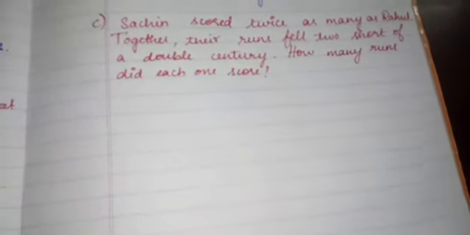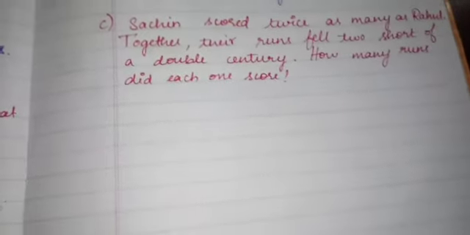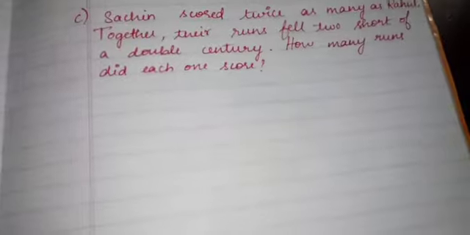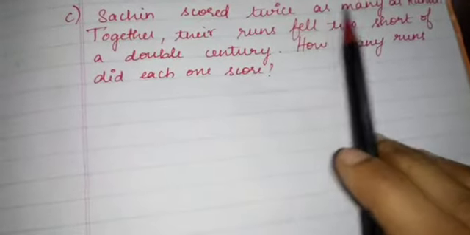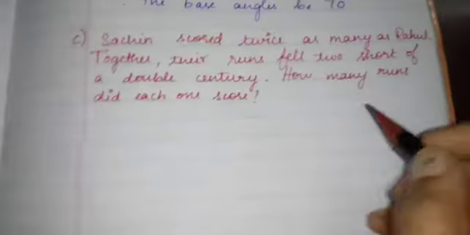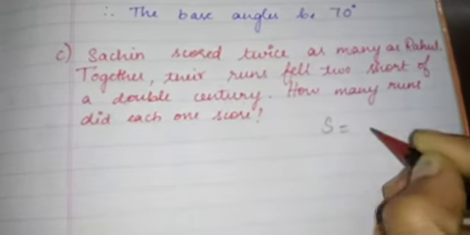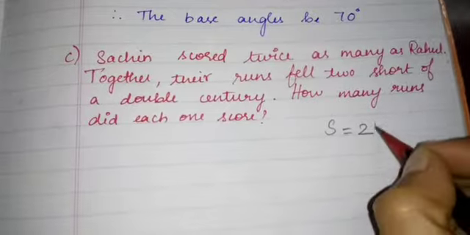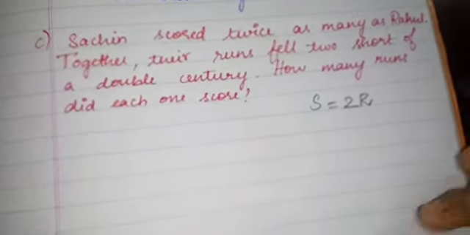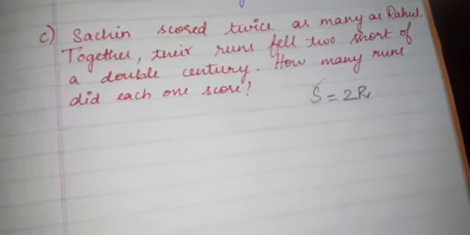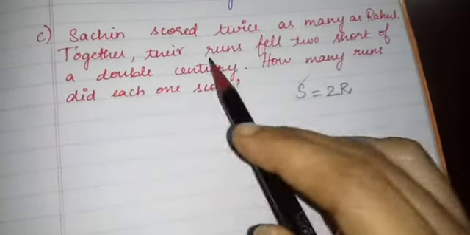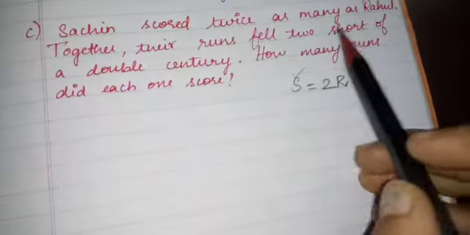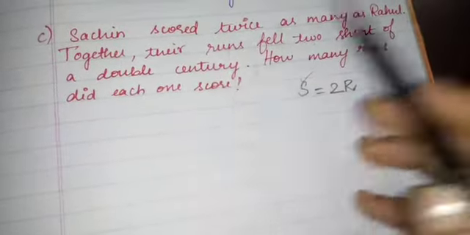It is a little bit different when compared to the others. C problem. Sachin scored twice as many as Rahul. So what are they saying? Sachin scores twice as many as Rahul. Sachin's score will be twice Rahul's score. That is a concept. Together their runs fell two short of a double century.